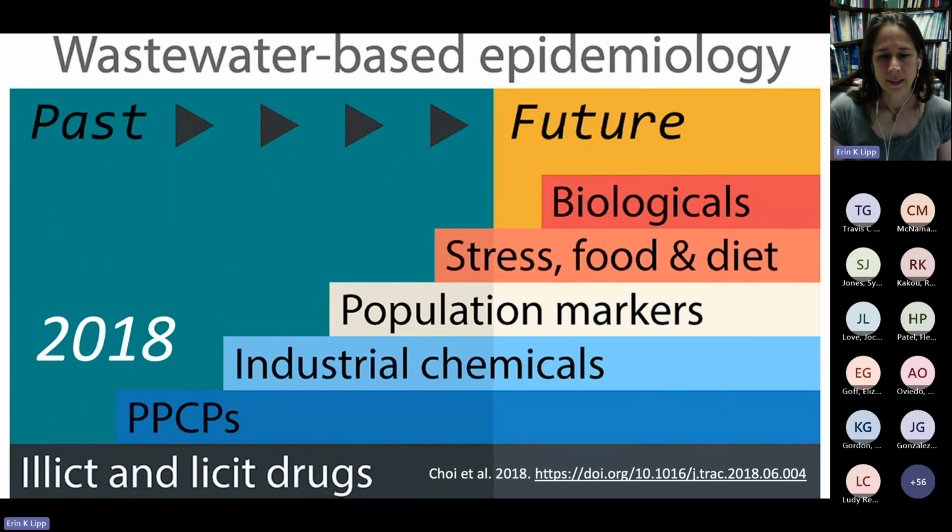So in 2018, Choi published a paper that was really looking at the past and the future of wastewater-based epidemiology. It kind of ignores some of the past biological use that I just mentioned and really focuses on how it has been used as a chemical marker. So pharmaceuticals and personal care products were some of the original uses, along with industrial chemicals and population markers. And in 2018, the idea was the future was going to be biologicals, and in that, I think, pathogens and antibiotic resistance genes. The future really came to a head in 2020 with the COVID-19 pandemic.